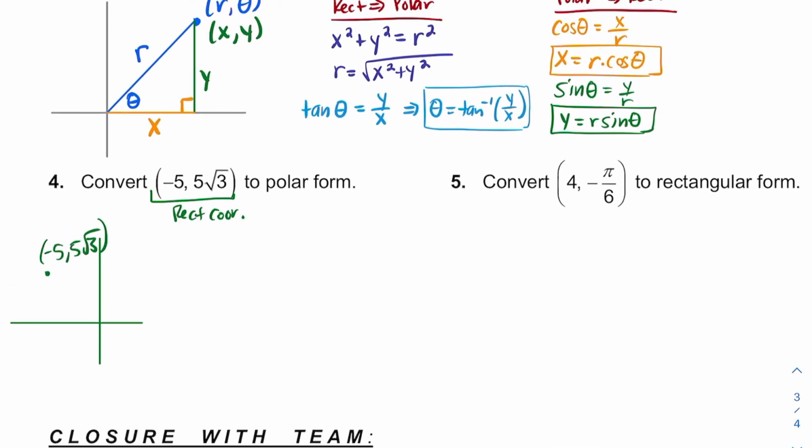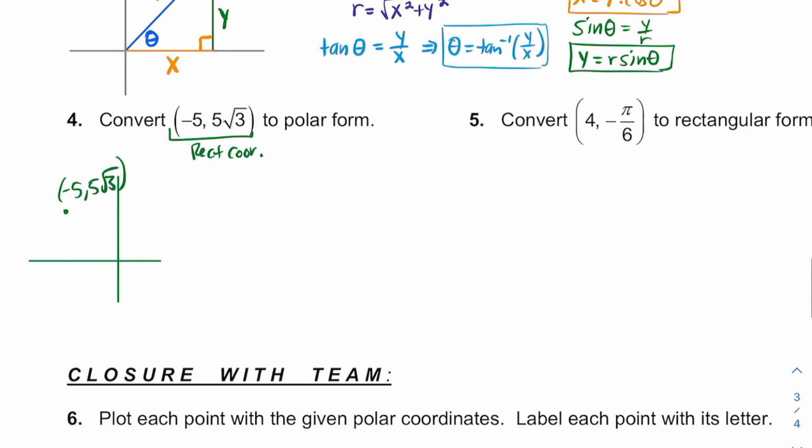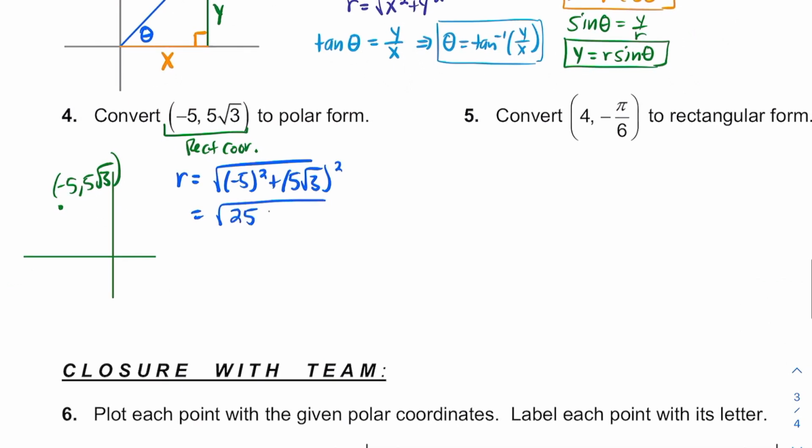r is equal to the square root of x squared plus y squared. So for our radius, that makes the radius equal to the square root of (-5) squared plus (5√3) squared. So that gives us 25 plus, and then (5√3) squared is, we square the 5, 25, then the root 3 squared is just regular 3, and that's 75. So that equals the square root of 100, which makes our radius come out to be 10. So that wasn't too bad.